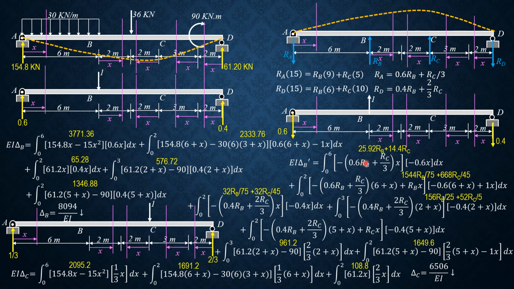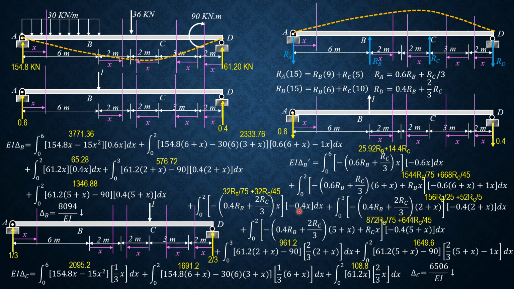So using your calculator there, the first value is 25.92 RB plus 14.4 RC. Then in the next integral, negative 0.6 times 6 plus x for RB plus x, then times this dx. For R sub C, negative of quantity 6 plus x over 3 times this same term. So combining using your calculator, 1544 RB over 75 plus 668 over 45 RC. So you have to verify that.